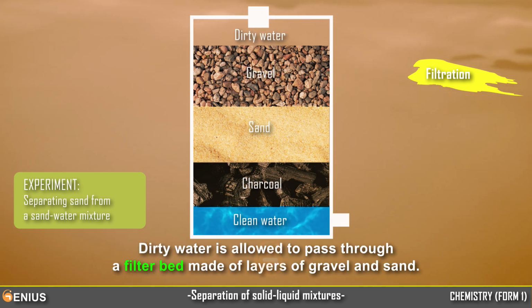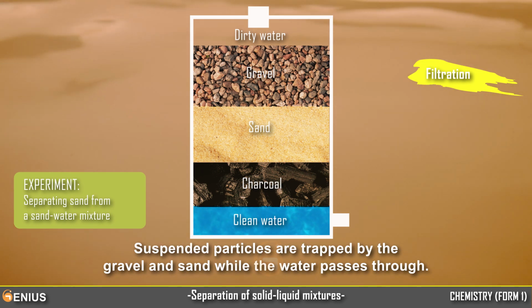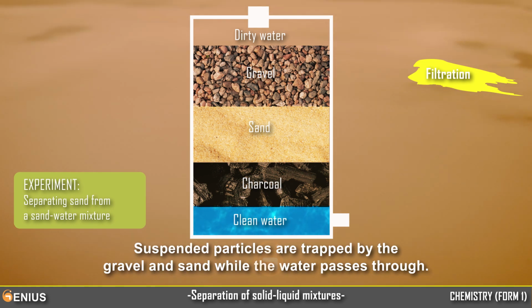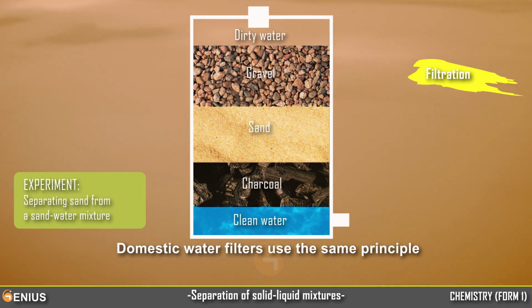Dirty water is allowed to pass through a filter bed made of layers of gravel and sand. Suspended particles are trapped by the gravel and sand while the water passes through. Domestic water filters use the same principle.